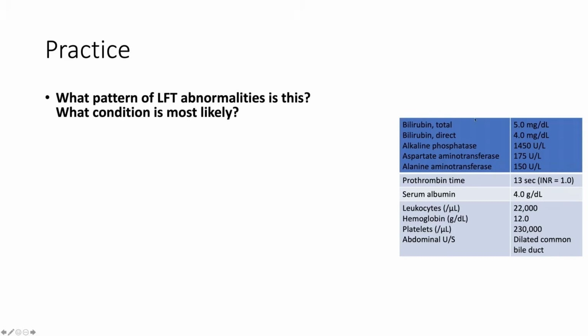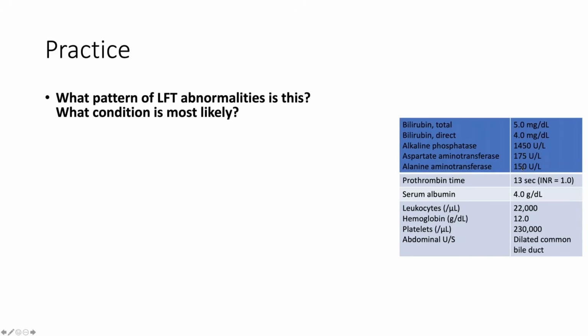So let's go to Mary next. What pattern of LFT abnormalities is this, and what condition is most likely? All right, we'll go to Deb. Deb, what do you think? There's elevated alkaline phosphatase, and the ratio of ALT to alkaline phosphatase is less than 2, so this is a post-hepatic pattern. Great. So you said ALK-Phos is really high, ALT is not that high, and if you do the R factor, it's less than 2. So that would be post-hepatic.